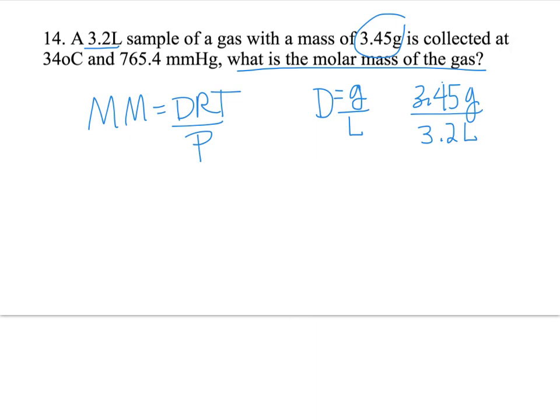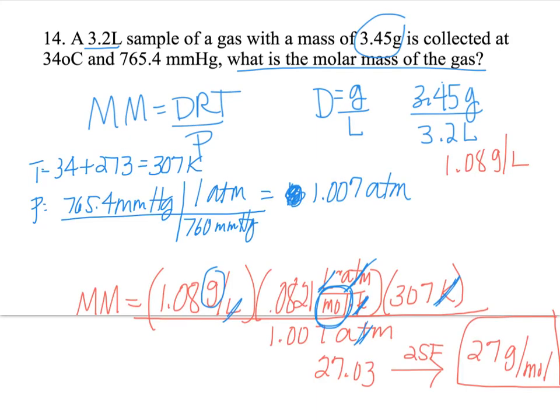So pause it, and let's meet back in a second. So the answer with the correct number of significant figures is 27 grams per mole. If you did not get that answer, a couple of things I want you to make sure you noticed is that you had to convert this pressure from millimeters of mercury to atmosphere. If you didn't do that, that's going to give you a very incorrect answer. And when you divided your density problem over here, you should have gotten 1.08. And that's what you plugged in right here for density.